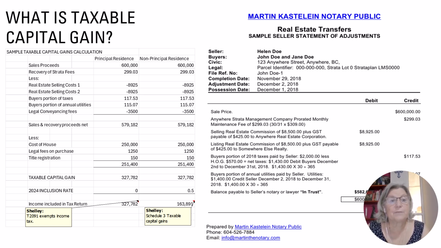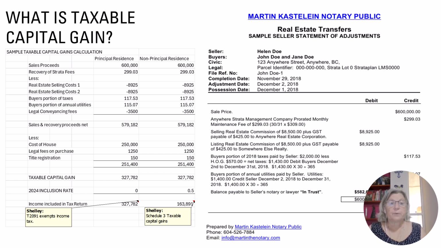So that gives the net sales proceeds, whether you're a principal or non-principal resident. I hope that makes sense. Now, less the cost of your house, and I hope you maintain those documents. You would have had a sample purchaser statement of adjustments, very similar to the sales one beside us. What you're going to put in there is the cost of your house, and the legal fees would have been capitalized, along with title registration. And so there's the total cost base. This is what we would call the adjusted cost base of your home.